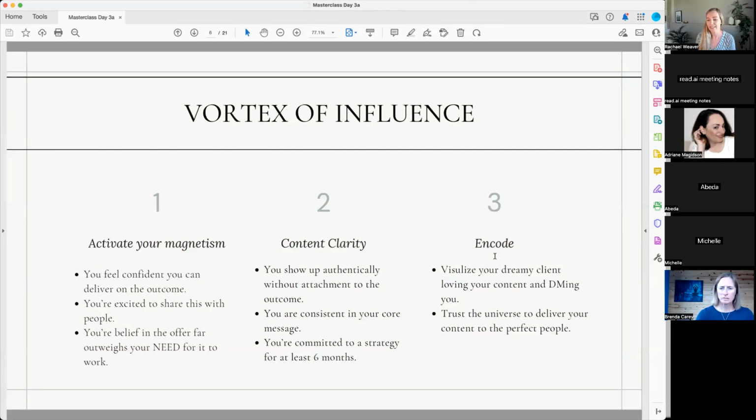And then encoding is the last piece. So this is, and we'll talk about this, visualizing your dreamy clients, loving it, like really visualizing them reading the content, enjoying the content, DMing you or reaching out, and then trusting the universe, like letting it go, visualizing this is what I want and just letting it go.